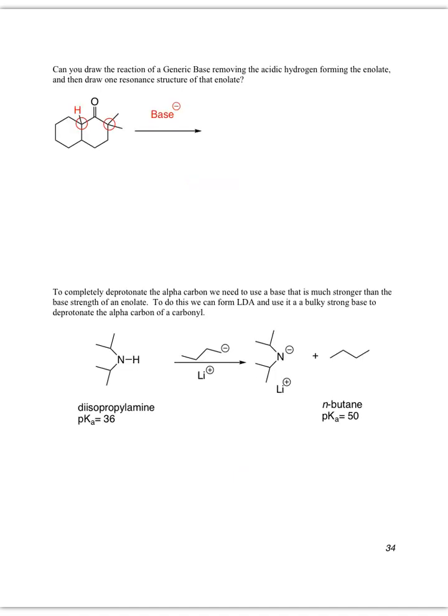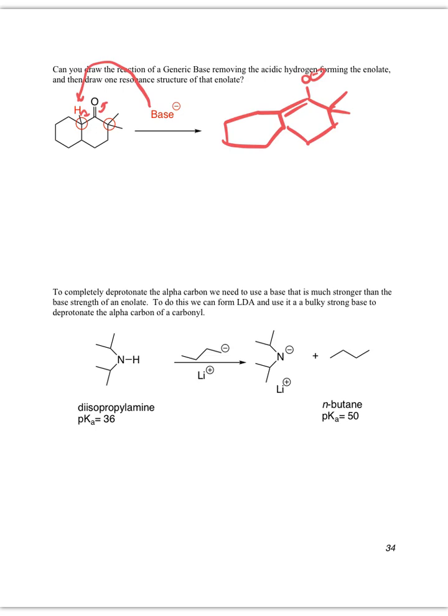So if we add a base to this, all that's going to happen is the base is going to grab a hydrogen, and we're going to form the enolate, and our enolate is going to look like that. So we could add something either onto the oxygen or onto the alpha carbon, depending on what kind of electrophile we add to it. But that's the only thing we can do to it.